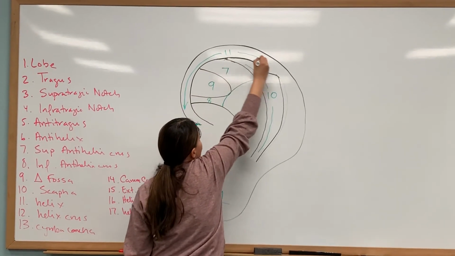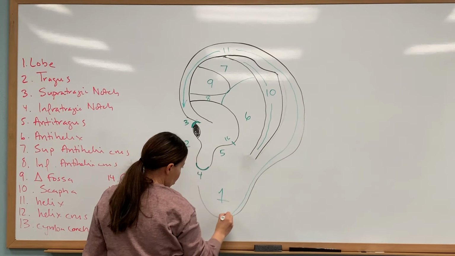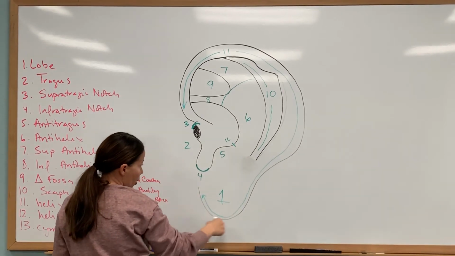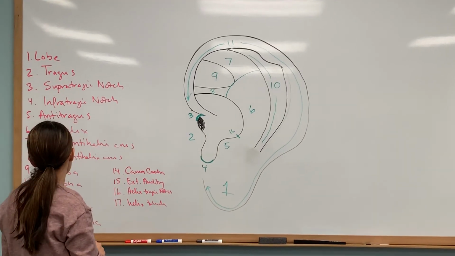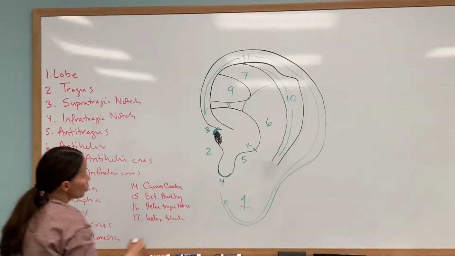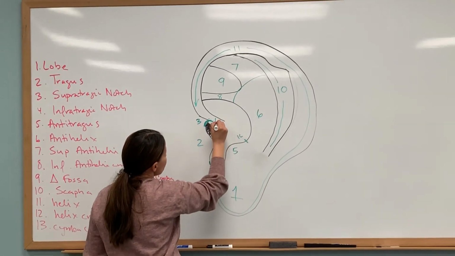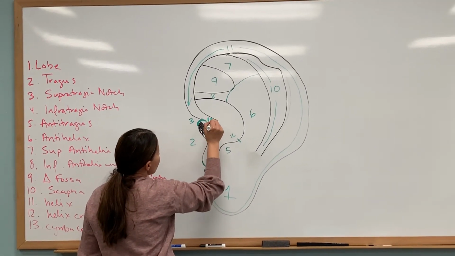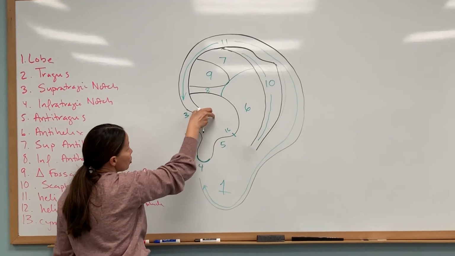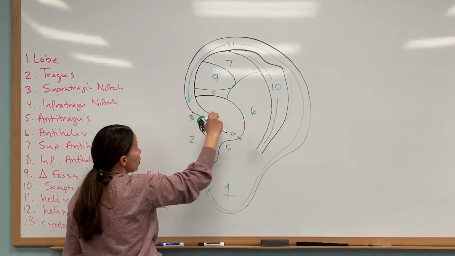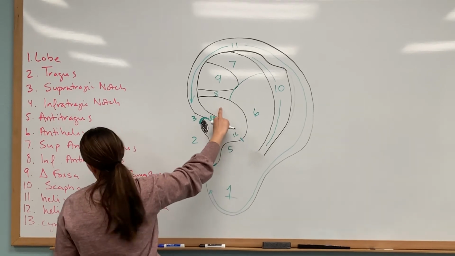Helix all the way here, helix actually goes all the way and is even the bottom of the earlobe. So that's all helix. Number 12 is my helix crus. Notice that for number 12, for that helix crus, it is just this section. It has to be right by our conchas, which are these other points.